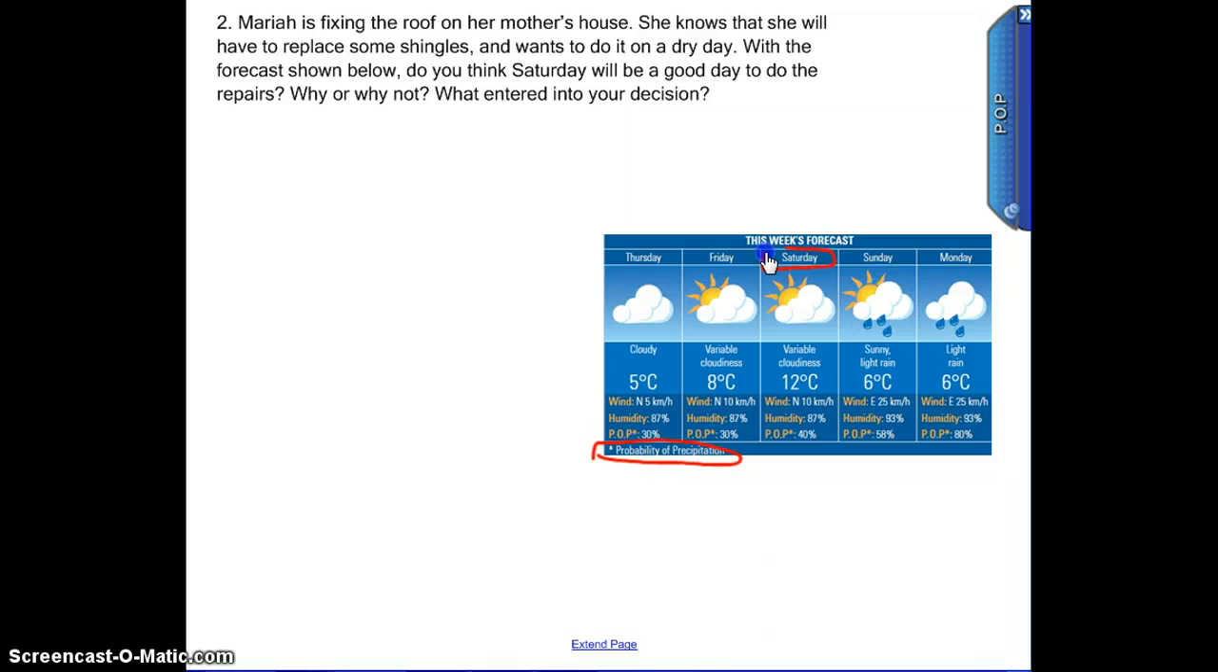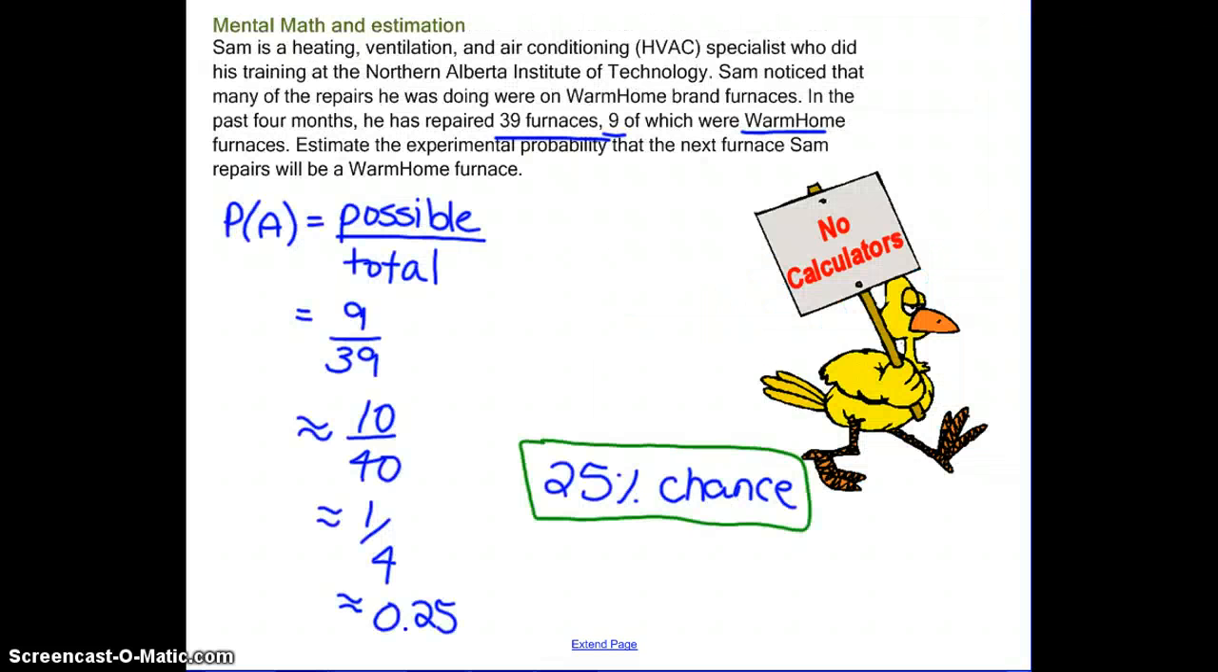I would not take the risk because I know how expensive it is to fix leaks, but it would be up to you. So write something down to that effect. So it's okay to estimate, don't forget that. So you could write 10 over 40 reduces to 1 over 4, so about 0.25 or a 25% chance that it will rain.